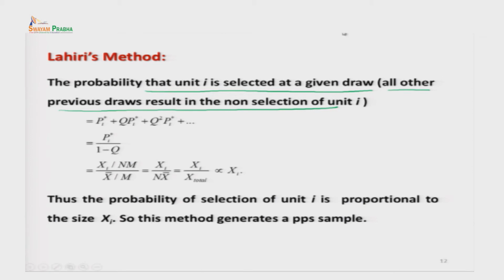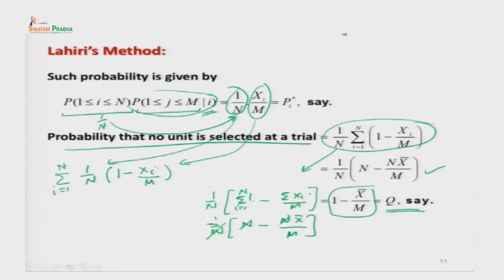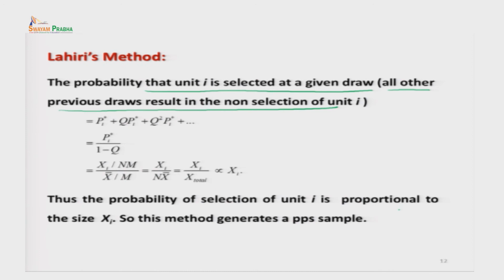So, you have already found this probability: the probability that no unit is selected at a trial is q. Now I can write down that the probability of selection is, suppose, pi star, then q into pi star, then q into pi star plus q, and so on. You can see this is a geometric progression, and these are probabilities between 0 and 1. So the sum of them is pi star upon 1 minus q.